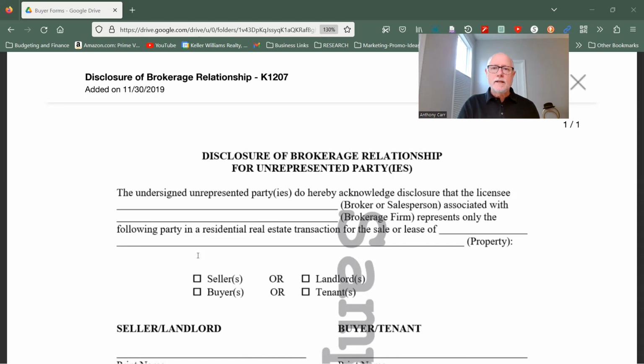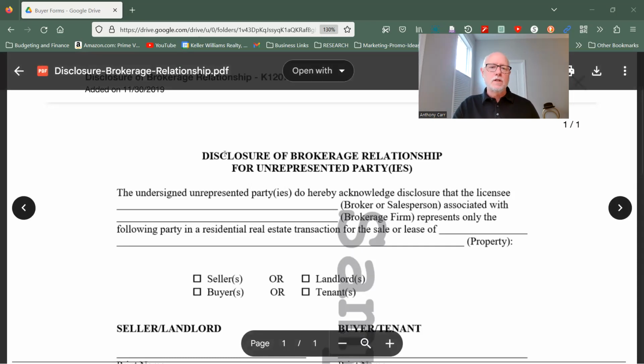Or you have a tenant that is renting a property, and it's a rental by owner situation. They do not have representation. Or you're the landlord's agent and you have a tenant that's coming in who doesn't have an agent. So I think you get the picture. That's how this one works, the disclosure of brokerage relationship.